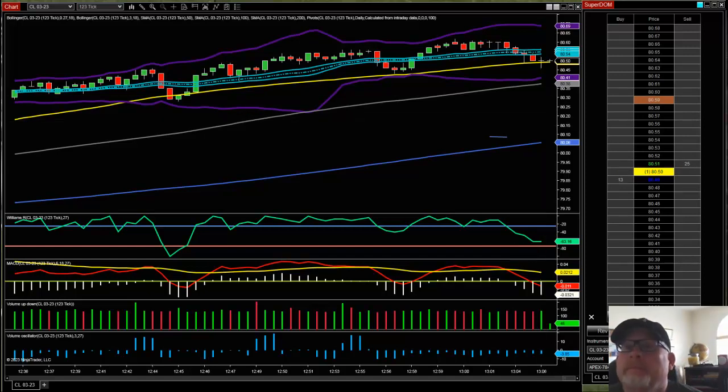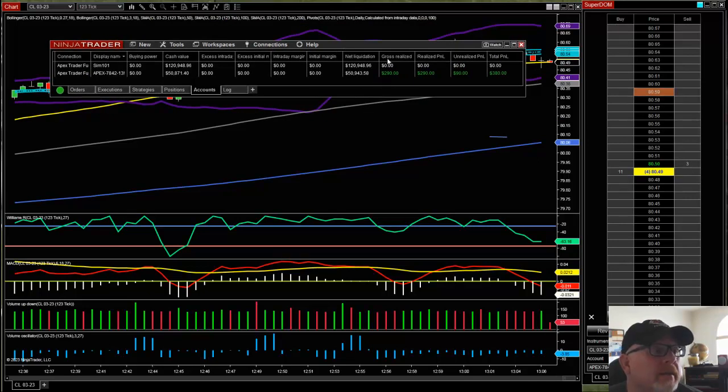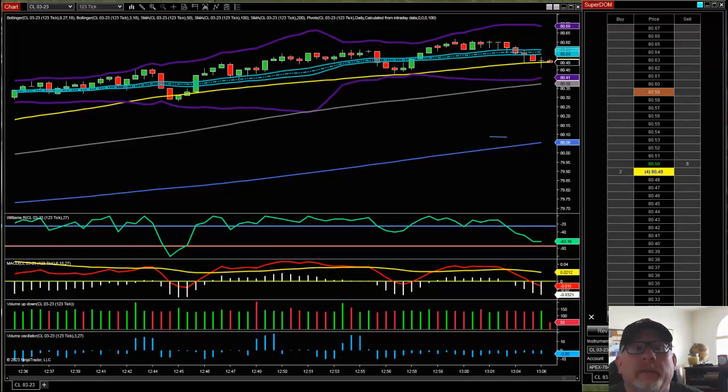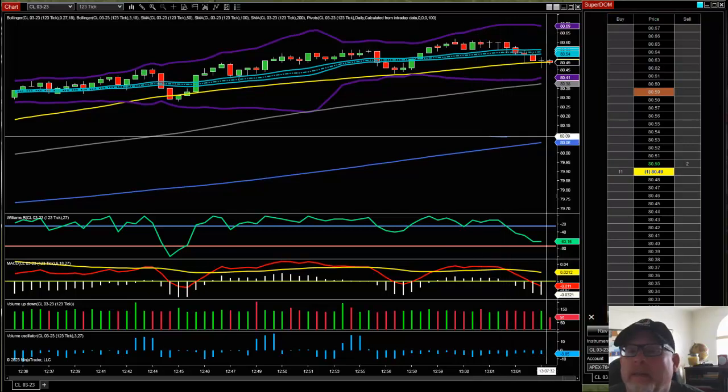I'm up gross realized right now. I'm up 29 ticks. So we'll see what we can go from here. Had a prior trade, they got me 19 ticks earlier today. So we got our target of 80.08, 1.5P, and then we have a 3P target of 79.54.